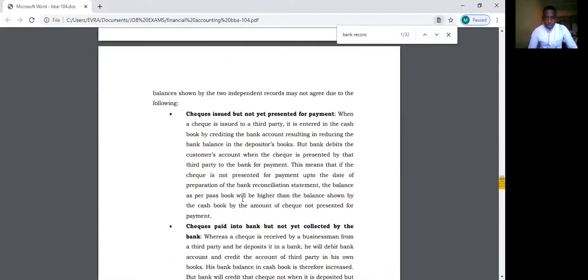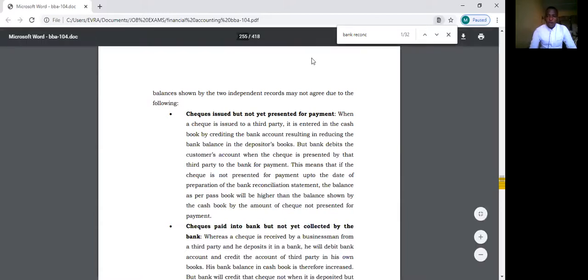The first reason is a check issued but not yet presented for payment. I'll give you an example in order to understand this. Here, if I have a company and I give a check to pay a supplier, and that supplier received that check but keeps it and does not go to the bank to receive his or her payment.